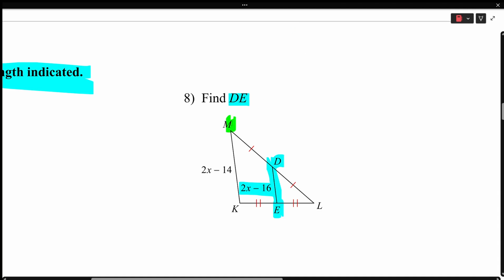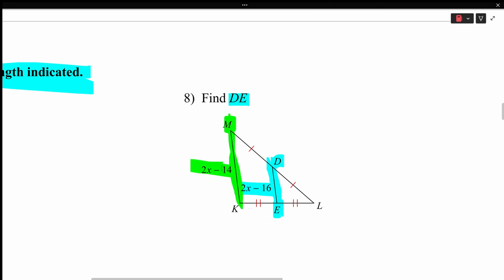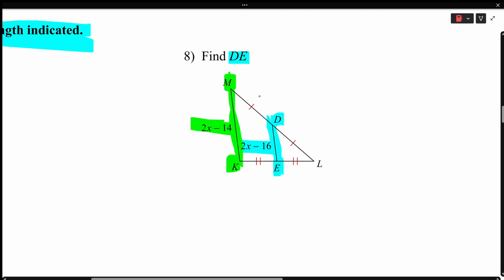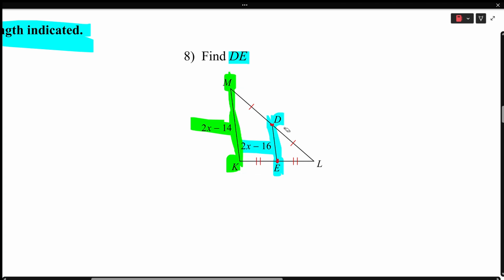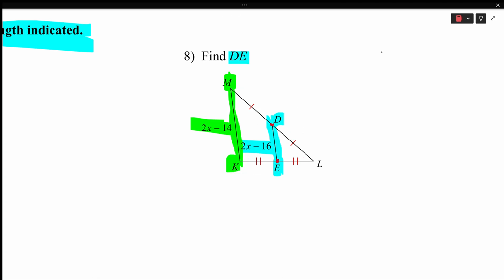The other side, MK, is corresponding to DE. Again, I can only assume this because of these marks. I have these marks, that means D and E are midpoints. So I know the relationship of the two triangles. The scale factor is 2 again. So let me set it up.